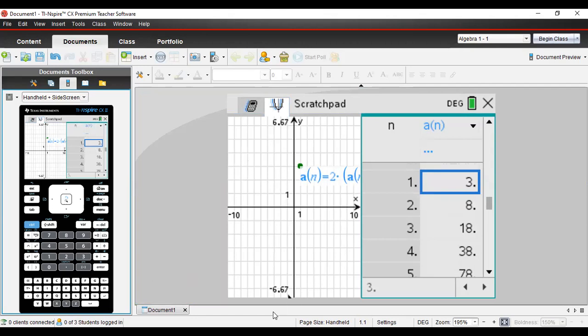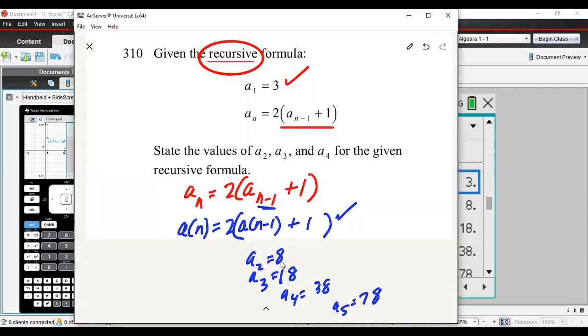Okay, so if I go back to my iPad, you can see that the second term is 8, third term is 18, fourth term is 38, fifth term is 78. So we've knocked this problem out. I hope this is pretty clear to you. Basically, the only thing you need to do is whenever you see the subscript, you got to change that to parentheses, and you just have to be in the sequence mode. And that's pretty much it.